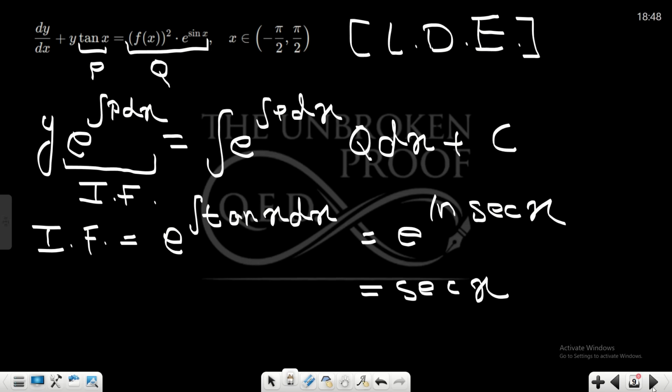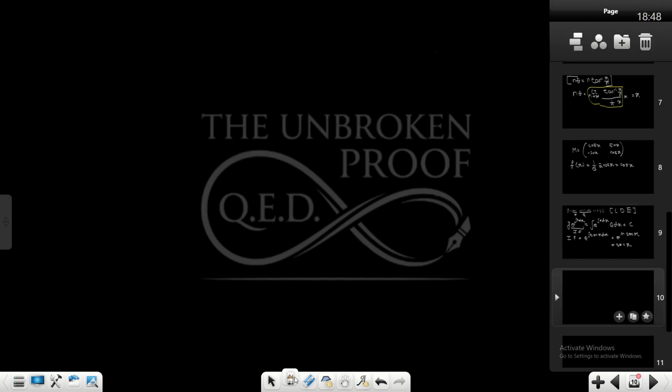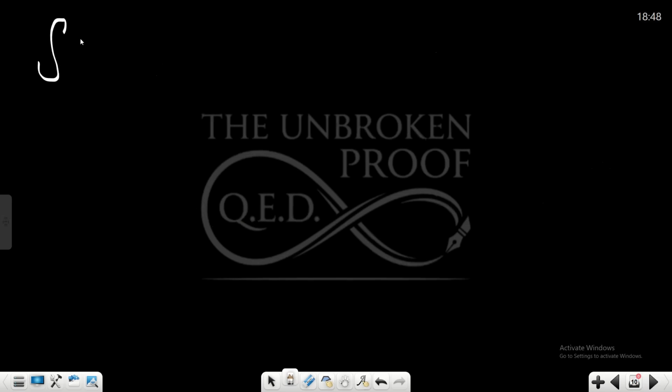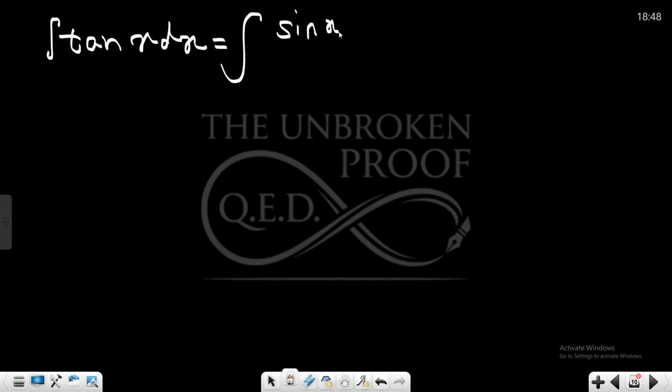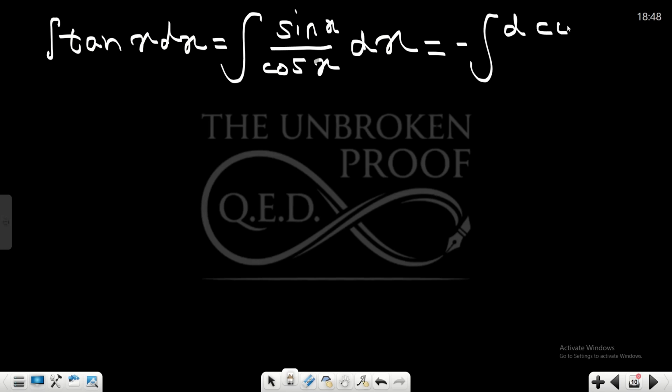Okay, and let me write the small derivation of the integral of tan x. So integral of tan x dx is equal to integral of sin x by cos x into dx, and sin x dx can be written as minus d of cos x, by cos x. Okay, now let me explain this step from the second step to the third step.